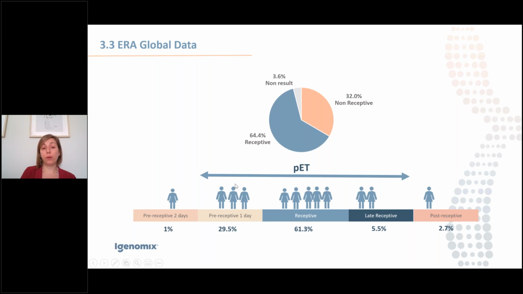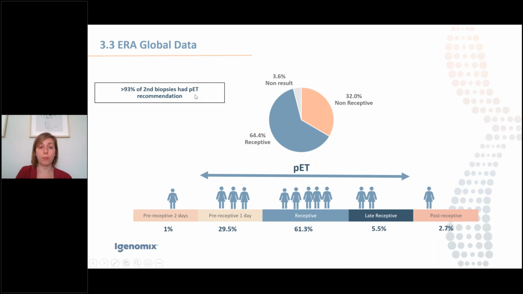As mentioned before, these cases, pre-receptive needing 1 day, receptive or late receptive, have a direct recommendation for personalized embryo transfer. So it is not needed a new biopsy, a second biopsy after the first one. In those other cases in which we request a second biopsy, we see that in more than 93% of cases, with this second biopsy, we are able to obtain their recommendation for the personalization of the embryo transfer.